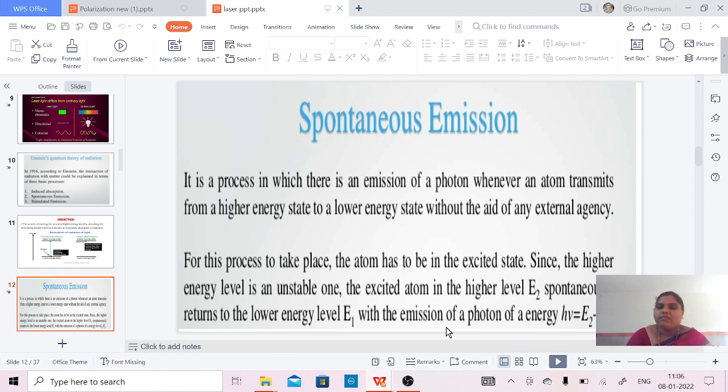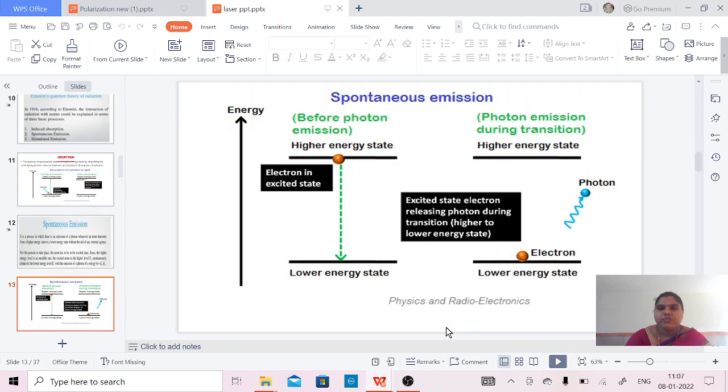So for this, an atom has to be in the excited state already, since the higher energy level is an unstable one. The excited atom in the higher energy level E2 spontaneously returns to the lower energy level E1 with the emission of photon energy h nu, that is equal to E2 minus E1. So whenever the atom comes from a higher energy state to a lower energy state, that means excited state to ground state, it emits a photon. It comes to the ground state by emitting a photon of energy h nu. Okay, spontaneous emission.